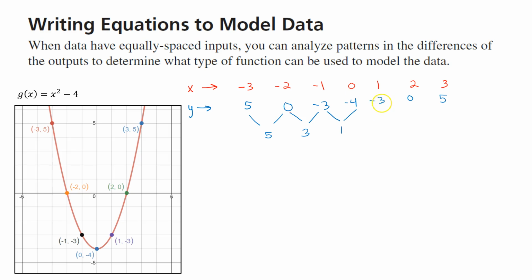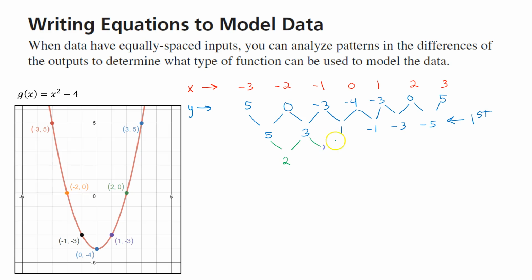-4 minus -3, so -4 plus 3 is -1. -3 minus 0 is -3. And 0 minus 5 is -5. So these are our first differences. And now let's check our second differences. We'll do 5 minus 3. 5 minus 3 is 2.